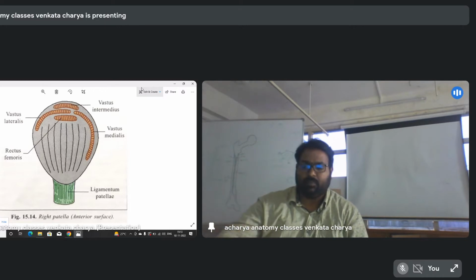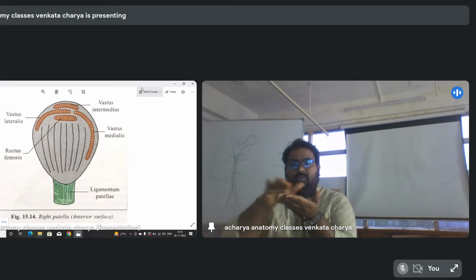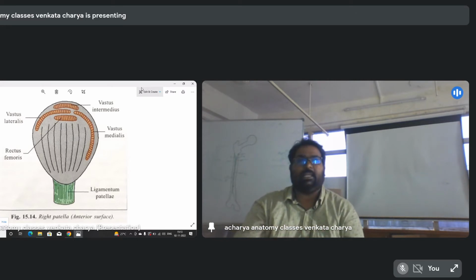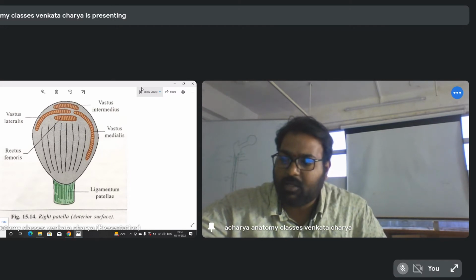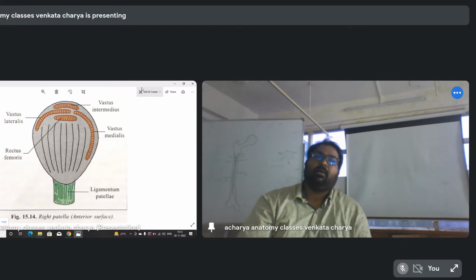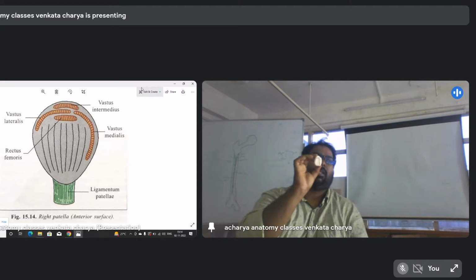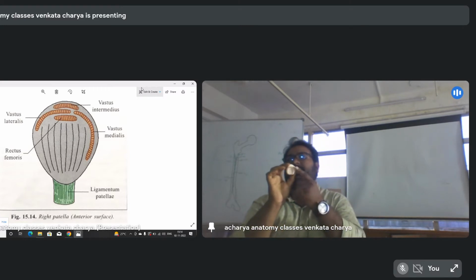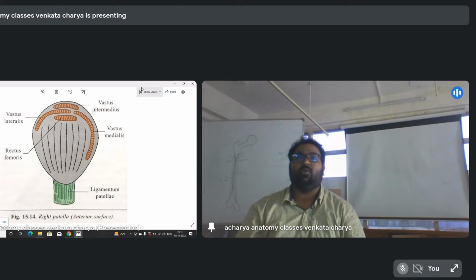Whenever we keep this bone on a table, the lateral area touches the ground, not the medial area. Only the lateral area touches the ground. The medial area doesn't touch the ground.